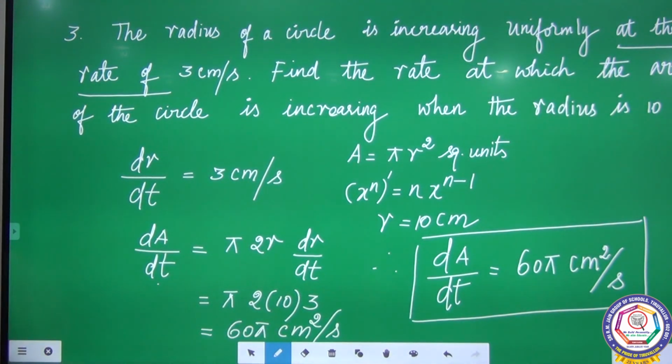Now what is the answer at the end? Find the rate at which the area of a circle: dA by dt equal to 60 pi centimeter square per second, right? Read, understand and then proceed.